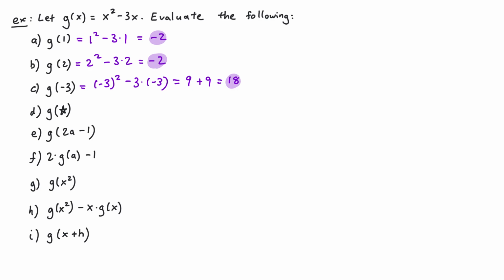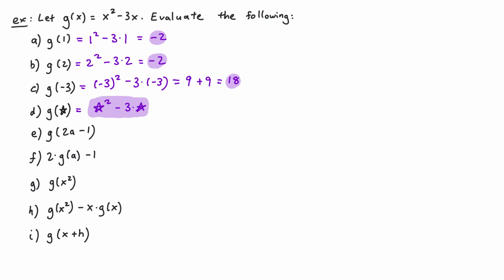In our next example, we want to evaluate g of star. This time, our input is not a number or a letter. It's just a symbol, but it works the same way. We go to our function. The formula is x squared minus 3x, and everywhere we have x, we're going to replace with our new input, star. So what we're going to get here is star squared minus 3 times star. Now we can't really simplify this any further, so that's our answer.